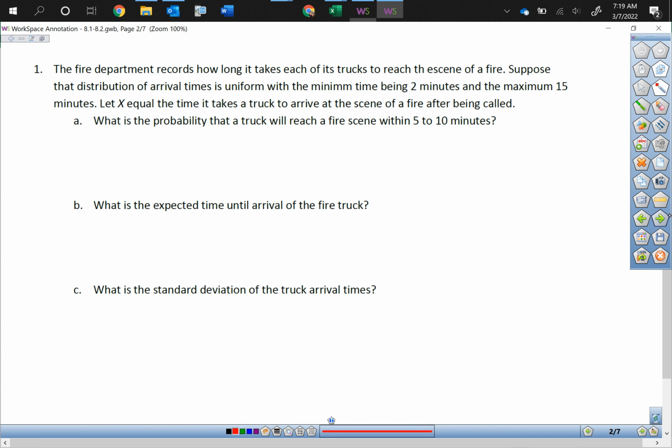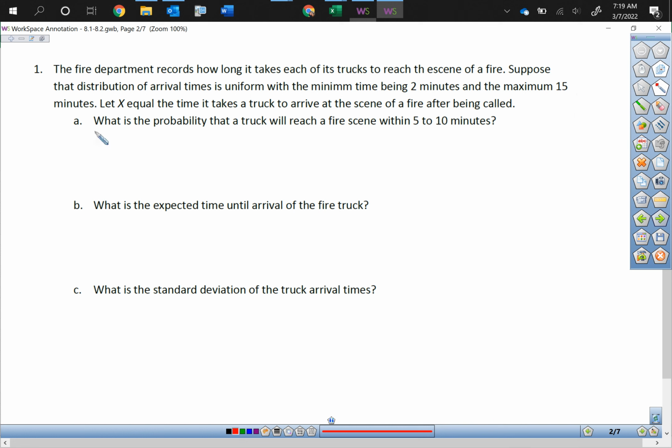It says we're talking about arrival time of a fire truck, and it goes between 2 minutes and 15 minutes. Well, that's definitely going to be continuous because you could be there in 2 minutes and 30 seconds, 2 minutes and 30.123 seconds. It has to be continuous, which means we're going to have a probability density function. Okay? Now, what they're saying is the minimum time is 2 minutes and the maximum time is 15 minutes.